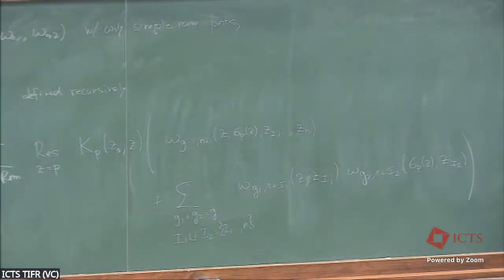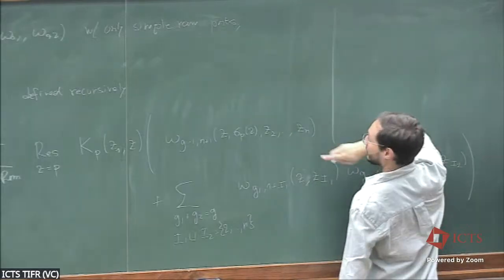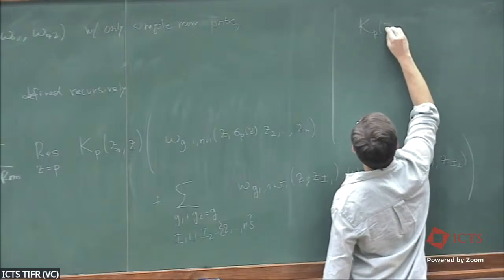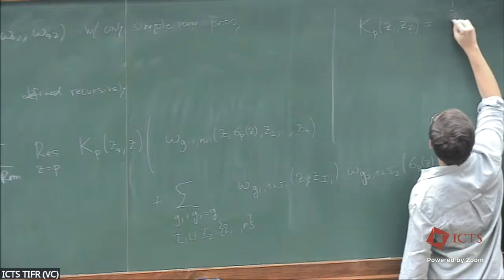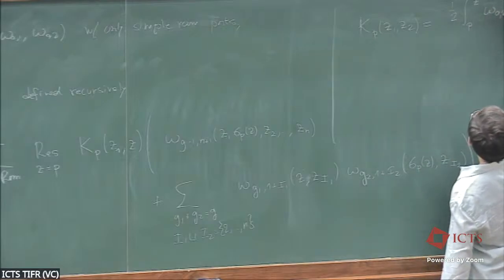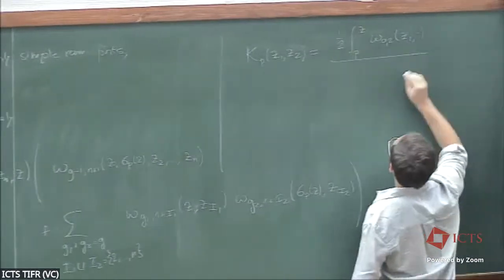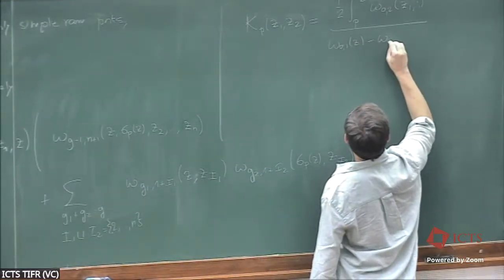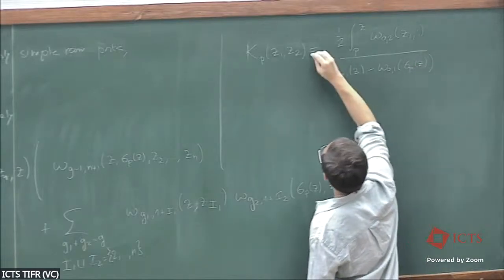Okay. So I will comment on this in a second, but I still have to tell you what this guy here is. So k_p of z1, z2. This is by definition half the integral from p to z of omega 0,2 in the variable z1 and then the one that I integrate. And here I divide by omega 0,1 of z minus omega 0,1 of sigma p of z.